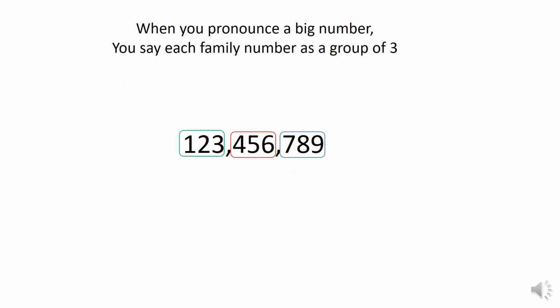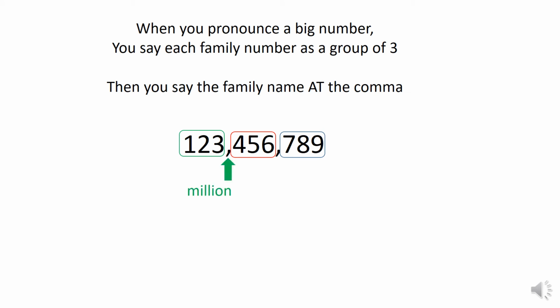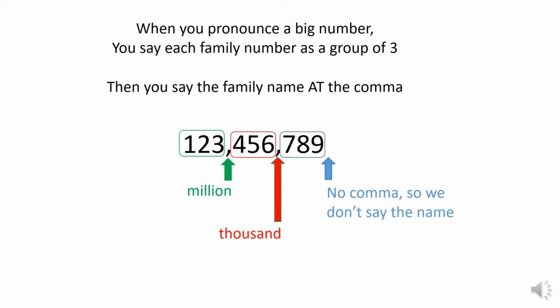When you pronounce a big number, you say each family number as a group of 3, just as you always would. And then you say the family name at the comma. So this comma is where we say million, and this comma is where we say thousand. And at the end of this family, there is no comma, so we don't say their name. That's why they're called the no-names. We don't give them a name.